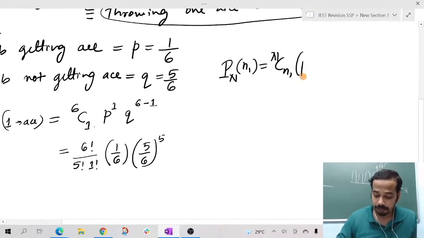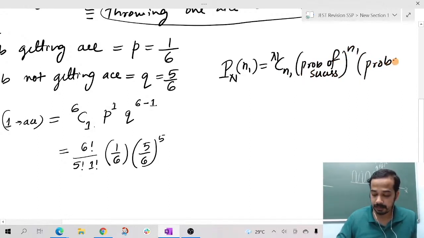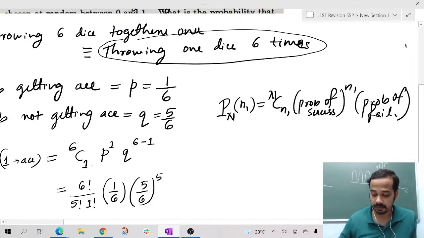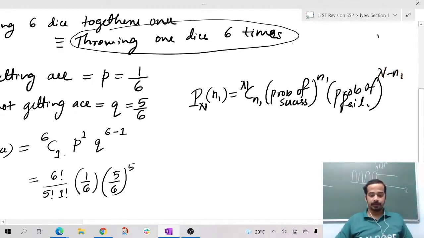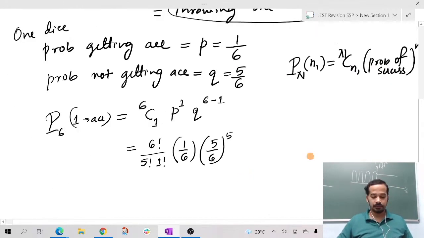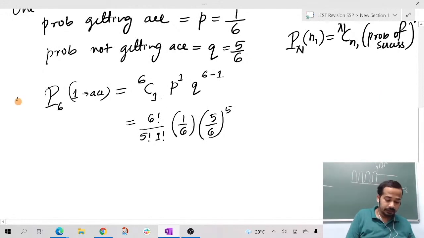So probability after n trials, n1 successes, is nCn1, probability of success raised to n1, probability of failure raised to n minus n1. So can I write like this? That's the best way to remember, isn't it? Now this is part A of the problem that is done. You just calculate this one and match up with the answer. This is the reference question.